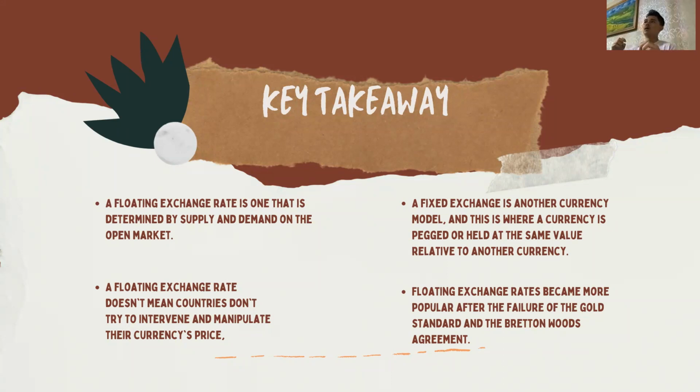For the main points of this learning objective, the first one is that a floating exchange rate is one that is determined by supply and demand on the open market. Next, fixed exchange is another currency model, where a currency is pegged or held at the same value relative to another currency. The third one is that a floating exchange rate doesn't mean countries don't try to intervene and manipulate their currency's price. The last one is that floating exchange rates became more popular after the failure of the gold standard and the Bretton Woods Agreement, which we have discussed before.